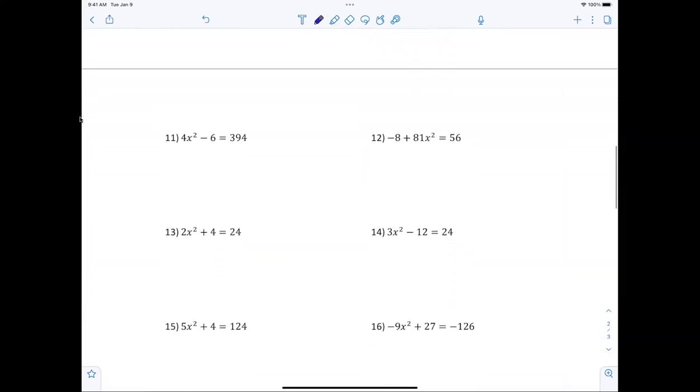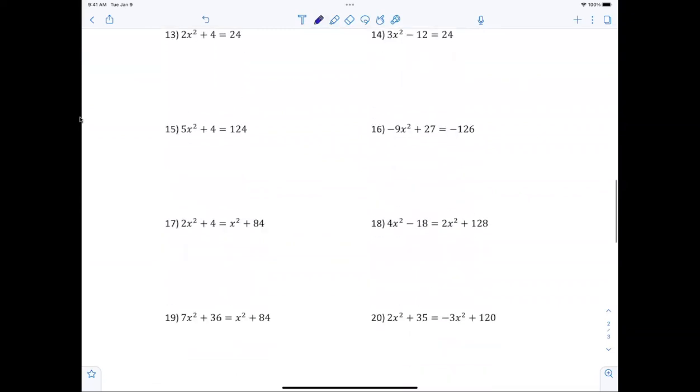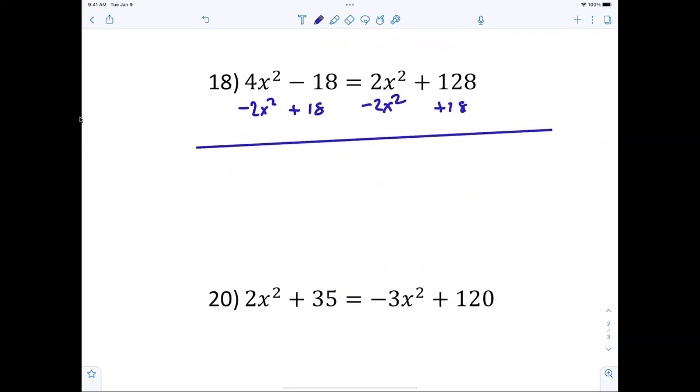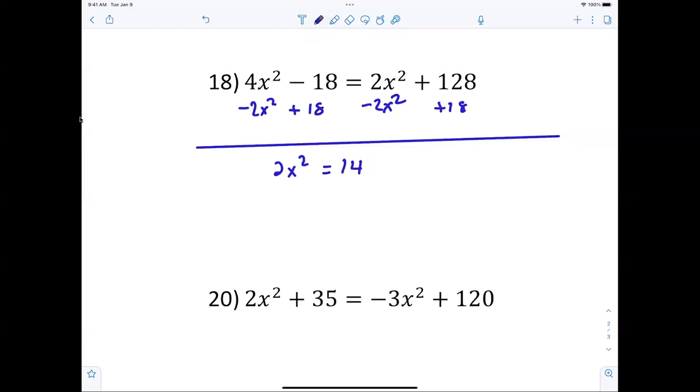All right, so now let's go down to, let's say, question number 18. Again, you're just isolating the square term. What I mean by that is you're subtracting and adding 18. So now I end up with 2x squared is equal to 146. Bless you. Now from there, I have to divide by 2. So x squared equals 73.